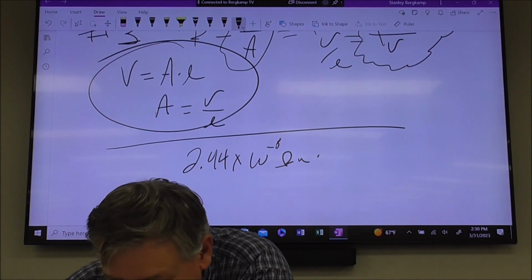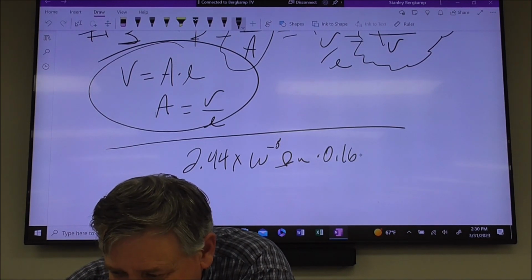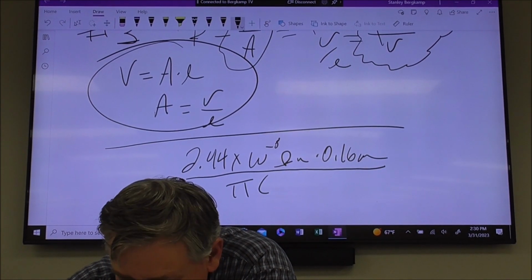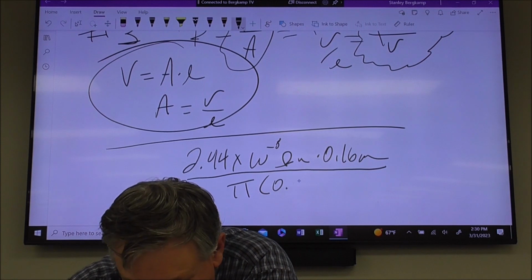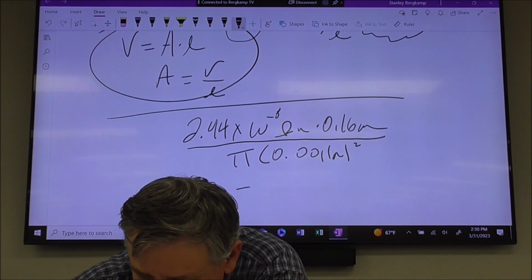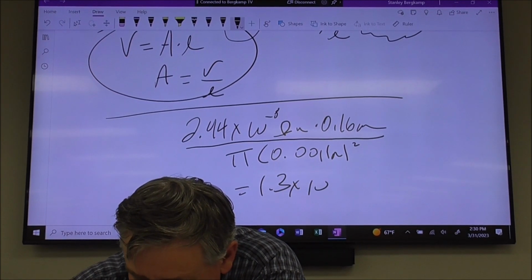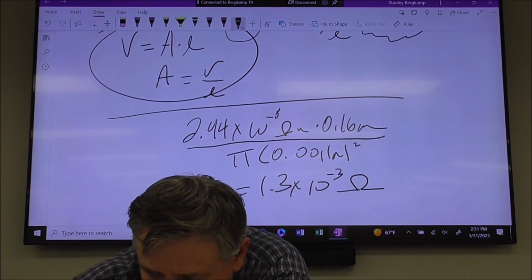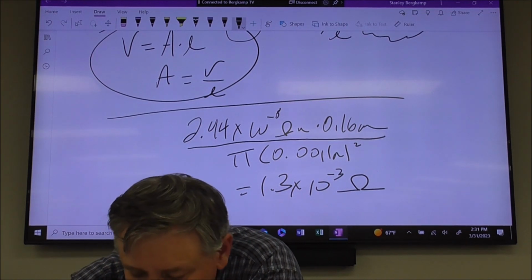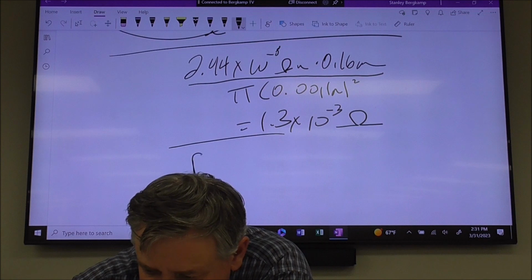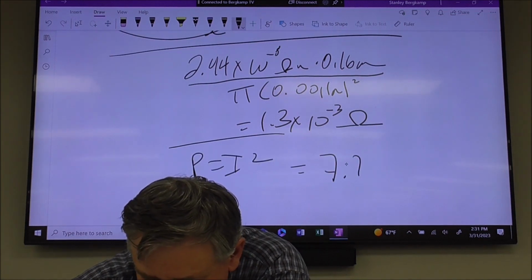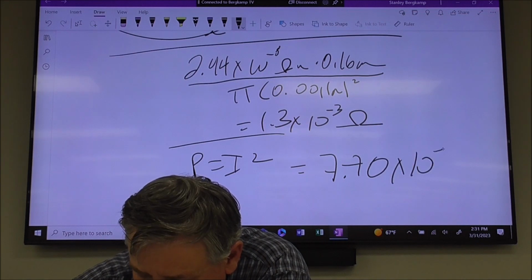0.16 meters. And then pi times 0.0011 meters squared, and you get 1.3 times 10 to the negative 3rd ohms. Then what are you going to do? Multiply that by 0.866. P equals I squared R. And you should get 7.70 times 10 to the negative 4th.